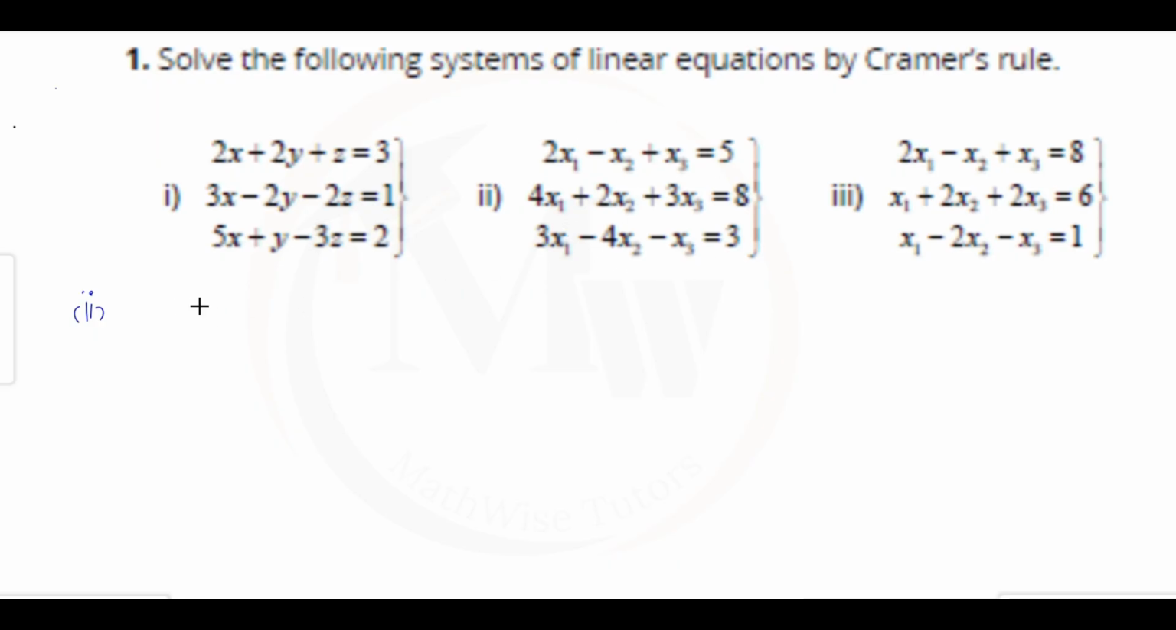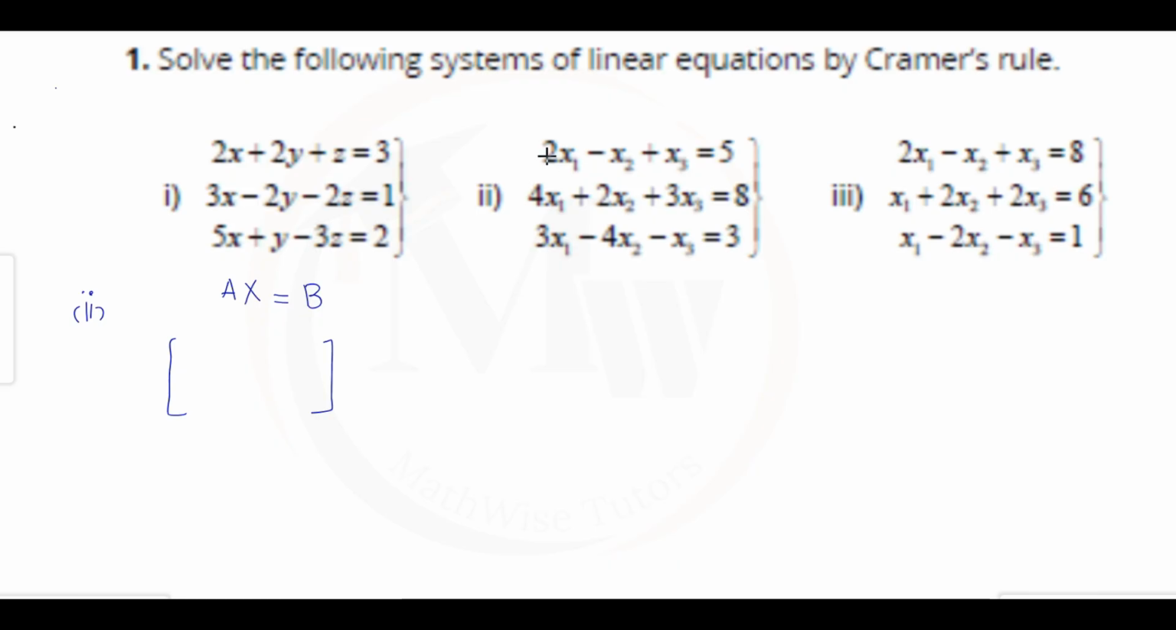So how to make the matrix? We make three matrices. One matrix is A, second matrix we make X, and the third matrix we make is B, which will be on the other side of the equal sign. So the A matrix will be the matrix of all the coefficients of these variables. You can see there are three equations and three variables, so the matrix will be a 3 by 3 matrix.